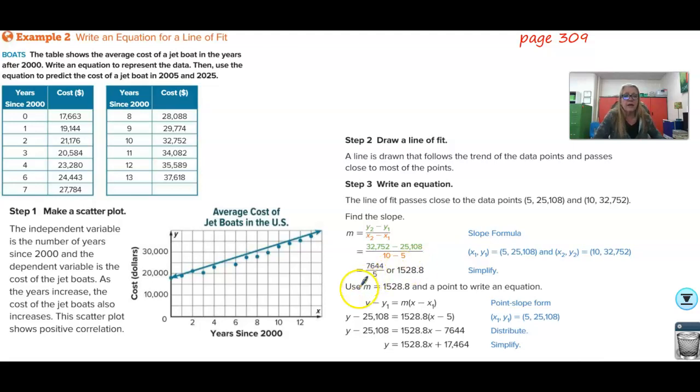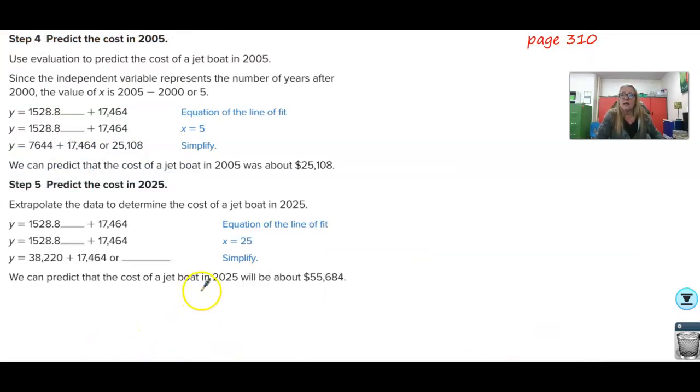So now that we have an m, let's use m equals that and one of the points to write an equation. So we're using point slope form, and we're going to write an equation in point slope form. From that, we change it to slope intercept form. As we don't really know where the y-intercept is, we're going to go from point slope form and change it to slope-intercept form so that we can approximate the y-intercept. That's what we're going to do. So now we have our equation.